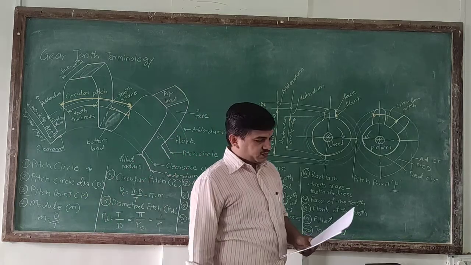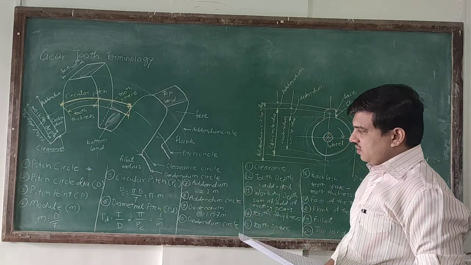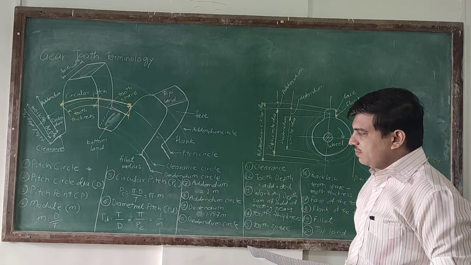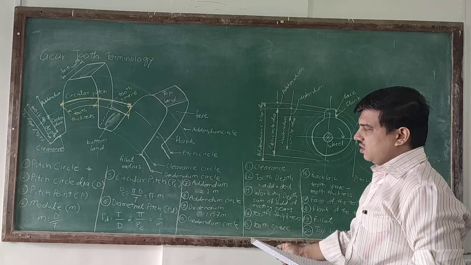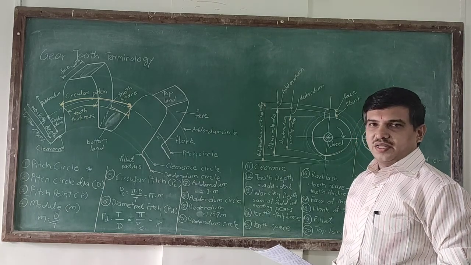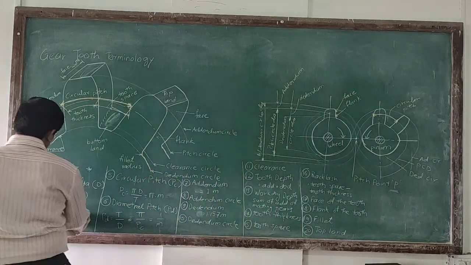Okay, so mathematically this is what is given, that M is equal to D by T. D is what? Pitch circle diameter, and T is what? Number of teeth of a particular gear. This is what is the module.